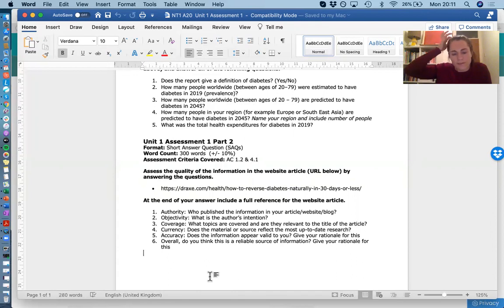So, I think for some people this might seem a little bit daunting, but don't worry, we're not expecting you to be able to go in and critically appraise research at this stage. It's just looking at the information and making some key points about it. And I'll show you some examples in a second.